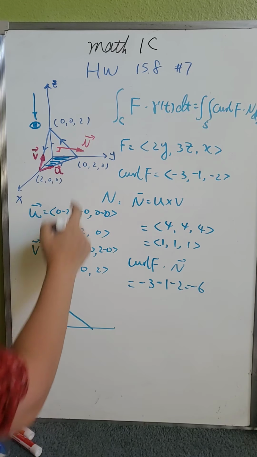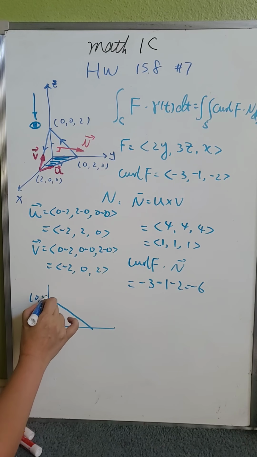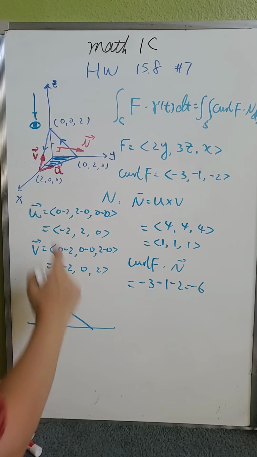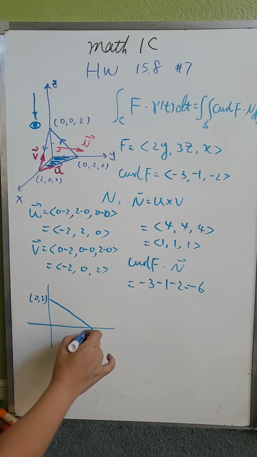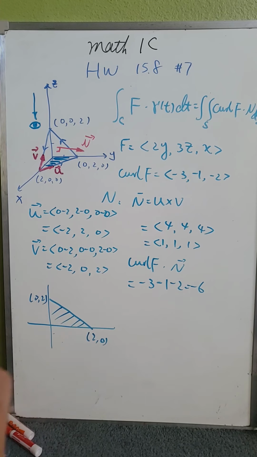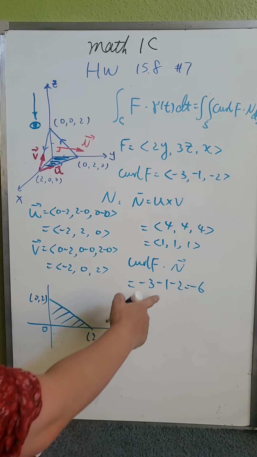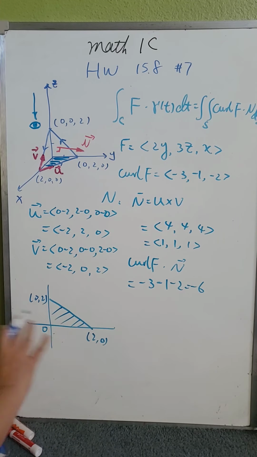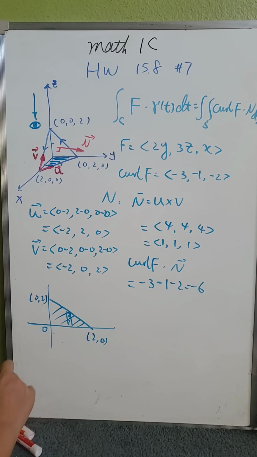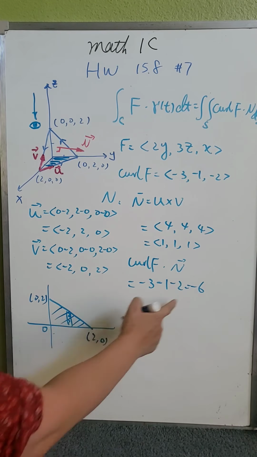So my y is 0, 2. You don't have a z anymore. When you project down to the xy plane, you only have x and y coordinates. So this is 2 and 0. And you just need to find the area. This is a triangle. Because it's a constant, I don't even need to integrate. If you had to integrate, you would have to do the cutting like this. But I don't need to because this is a constant.